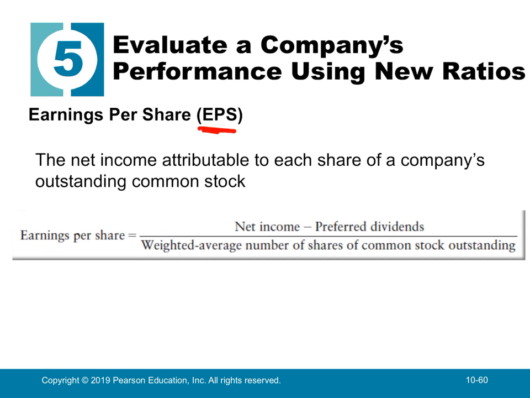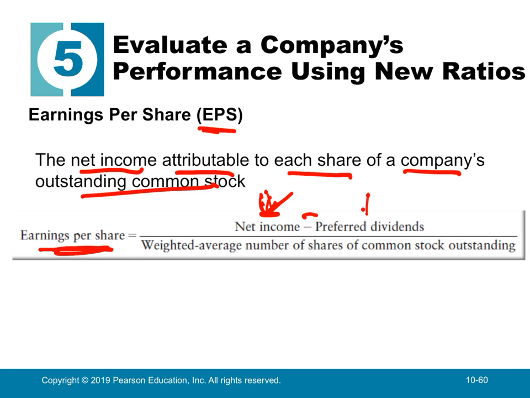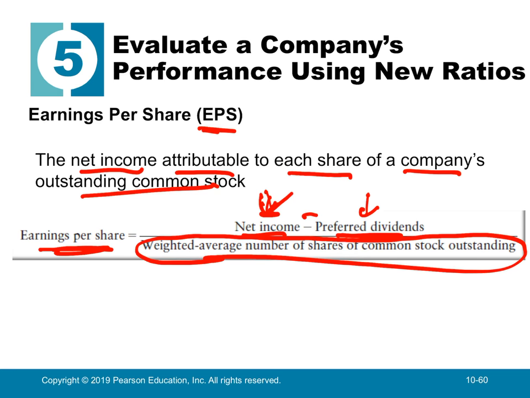So then we have earnings per share. We saw this earlier in the slides, and I told you guys I would just wait to show you on this slide, so we're there now. This is the net income that's attributable to each share of a company's outstanding common stock. So your earnings per share is just your net income minus your preferred dividends, divided by the weighted average number of common shares outstanding.